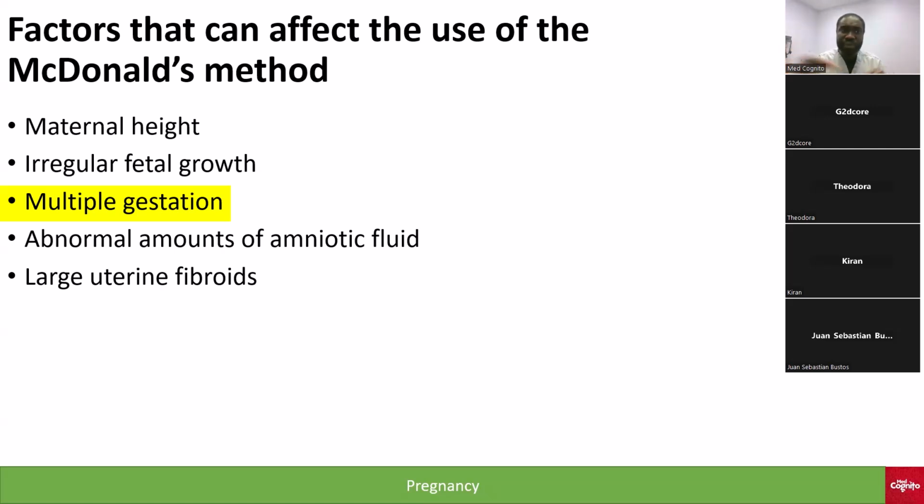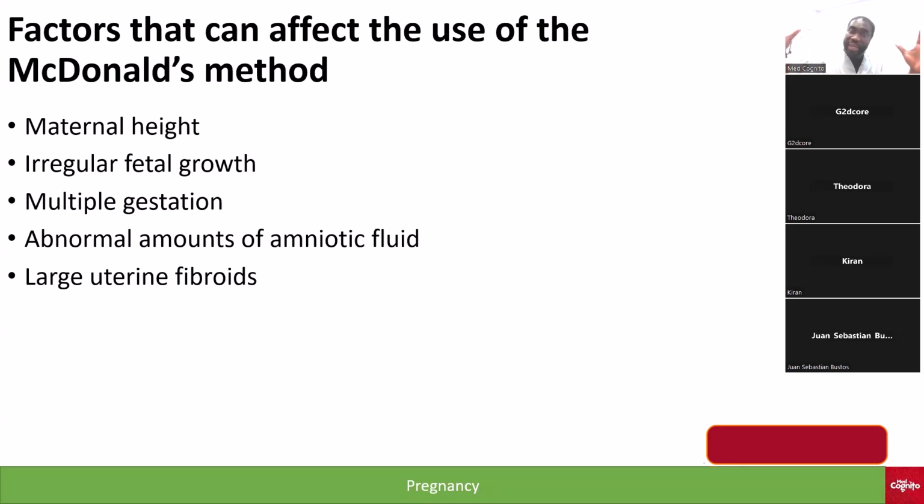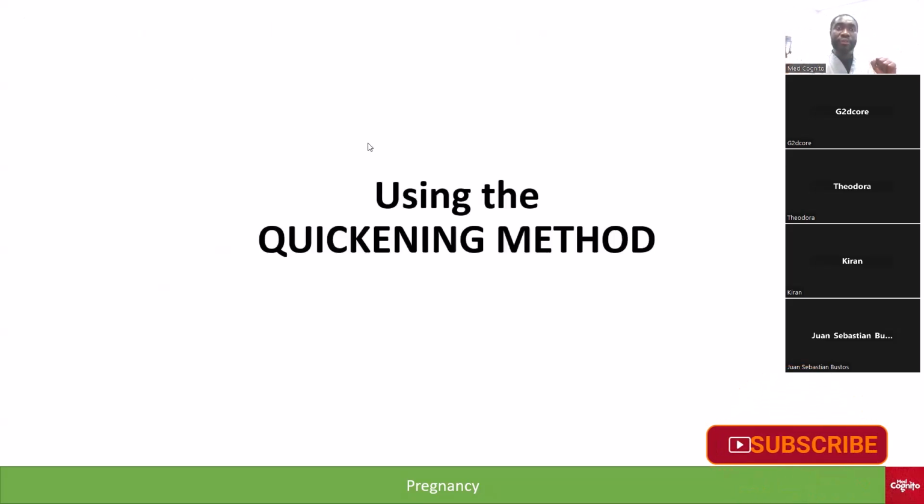Then someone said twin gestation, and not just twins, triplets, quadruplets as well. So that's also possible. And if there's an abnormal amount of amniotic fluid, so it's either that the amniotic fluid is so much or the amniotic fluid is little, the McDonald's method would also not work, okay? And if there are large uterine fibroids, because the uterine fibroids can make the uterus very large when you are trying to measure it, then that's also a problem. So that is the McDonald's method for you.